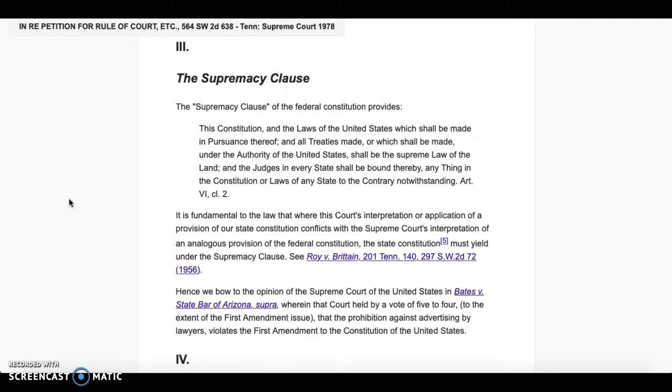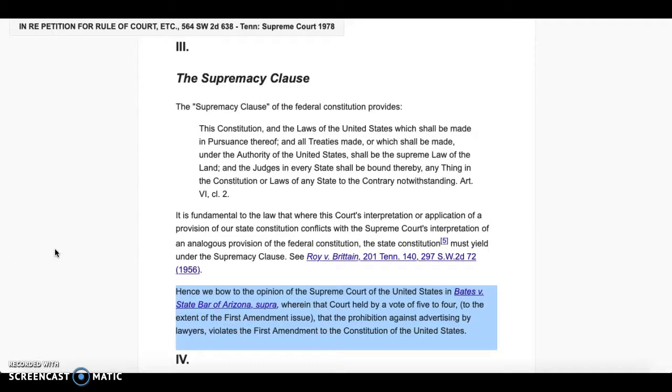If we go down to this last section over here that begins with "hence we bow to the opinion," if we keep reading that paragraph, we get to a section that says that the prohibition against advertising by lawyers violates the First Amendment to the Constitution of the United States. And what this says is that the prohibition violates the First Amendment. Therefore, the right to advertise their services is protected by the First Amendment.